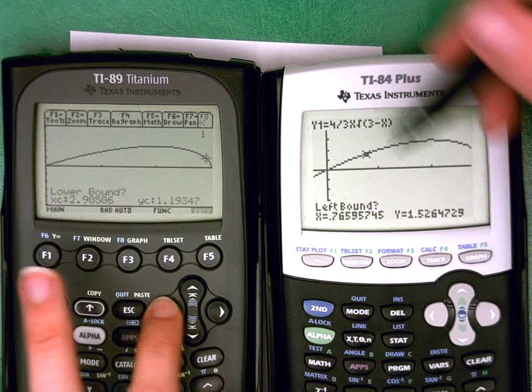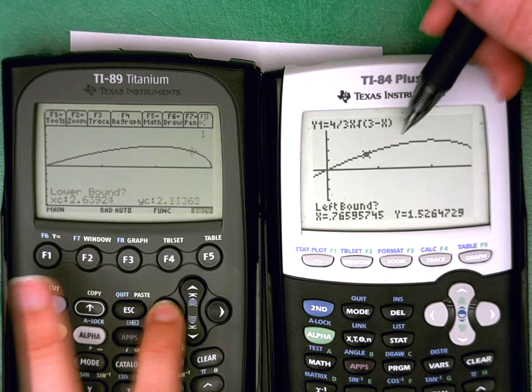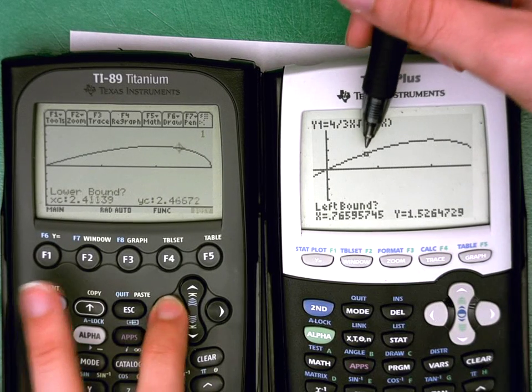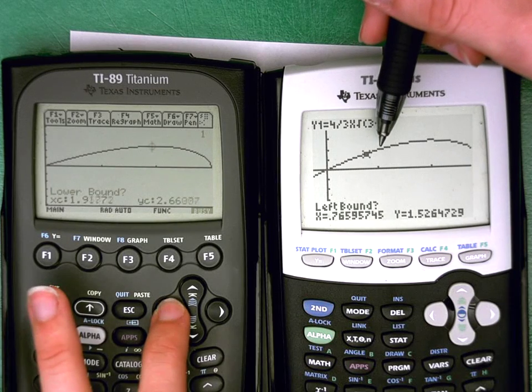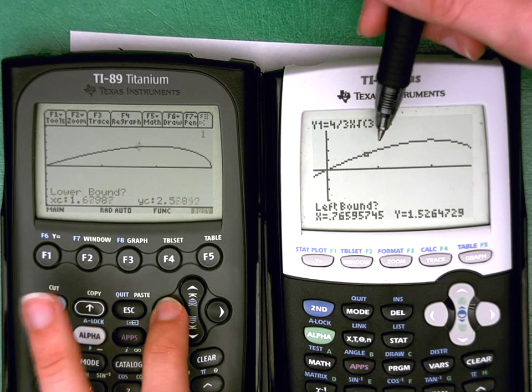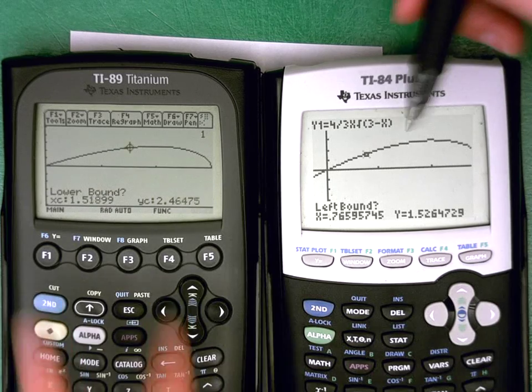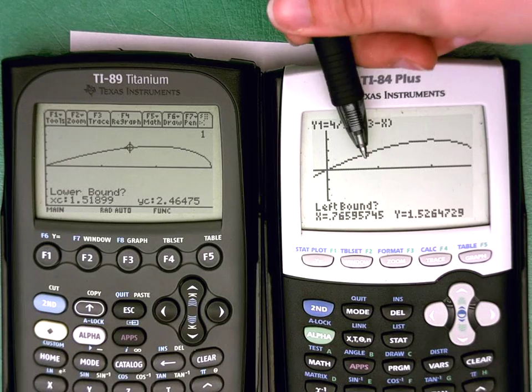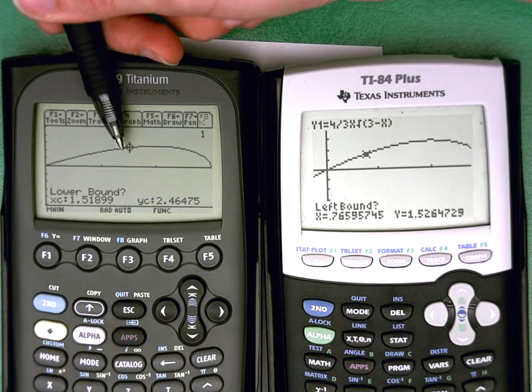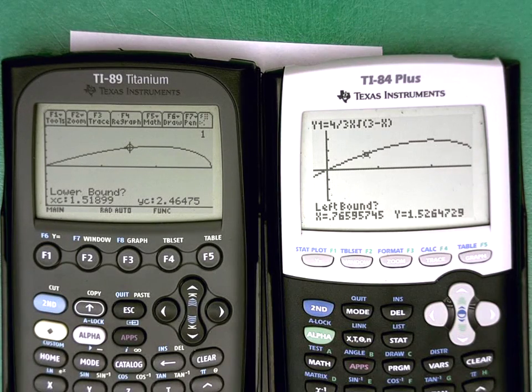And it doesn't matter how far left you are, right? On my 84, I'm sitting all the way over here. On my 89s, I'm just going to go barely left. By the way, you could type. You do not have to use your arrow for the cursor, but because I'm talking, I'm going to go ahead and use my cursor. Okay, so it doesn't matter how far left you are. 84, I'm really far left. 89, I'm just barely left. But you do have to be to the left of the point you're trying to find.